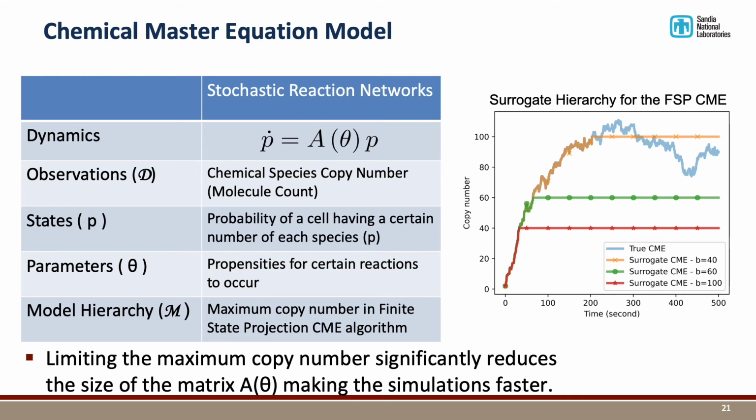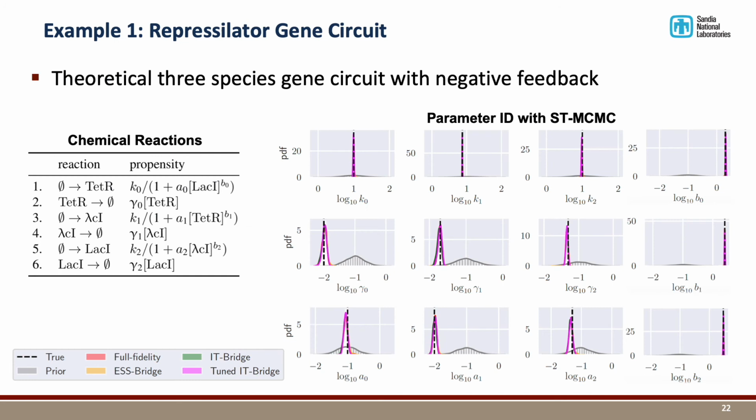For early levels of ST-MCMC, we don't really need the full complexity of the CME, and we can use these smaller surrogates for computational efficiency. By limiting the size of the state space, you significantly reduce the size of the matrix A, which makes it significantly computationally faster. For our first example, we look at the Repressilator gene regulatory network, which is a negative feedback circuit for 3 different chemical species. Each of these chemical species is either created or destroyed according to different propensities, which are defined with certain model parameters A, gamma, and K. We are trying to identify these model parameters using Bayesian inference with synthetic data.